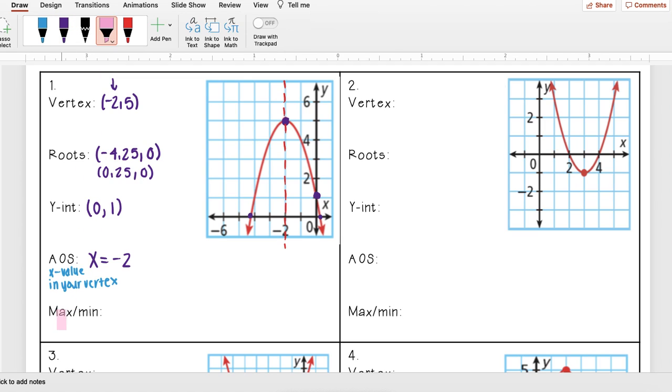Okay, and then I want to first determine whether this is a maximum or a minimum. Well, since it's opening downwards, we learned from our direction video that that means it's going to be a maximum. Another way you can think about it is it has a top on it right up here. So that means it can't get any higher than that 5 value, so it's maxing out. And so my max value, that's always going to be the y value of my vertex, and so that's 5.